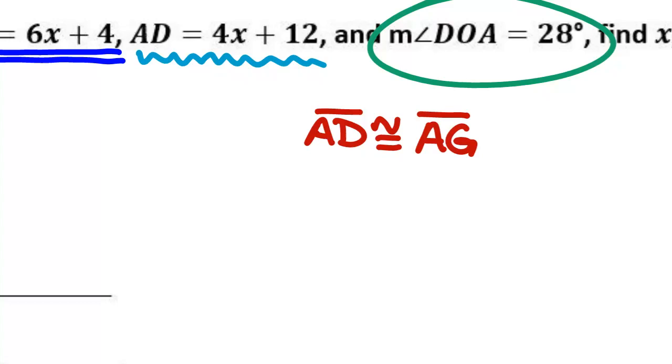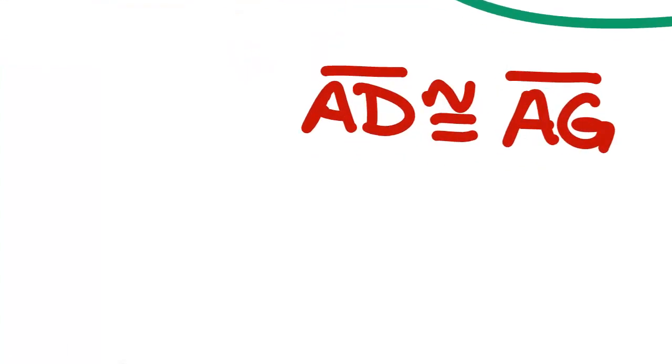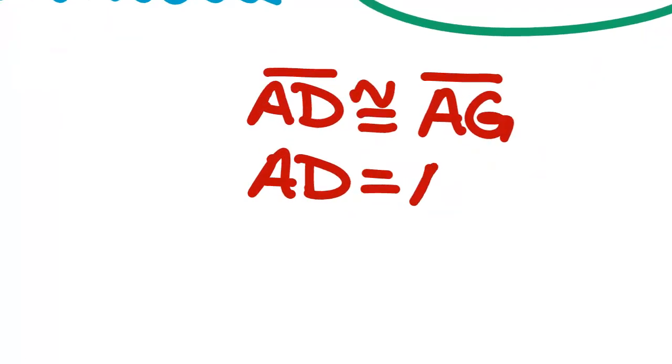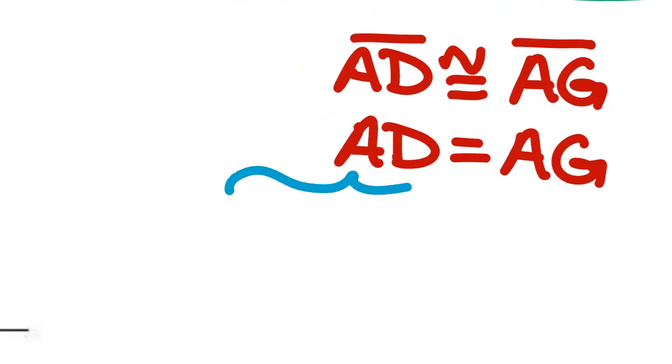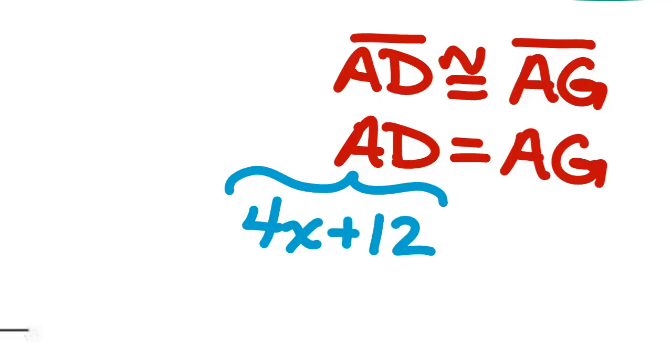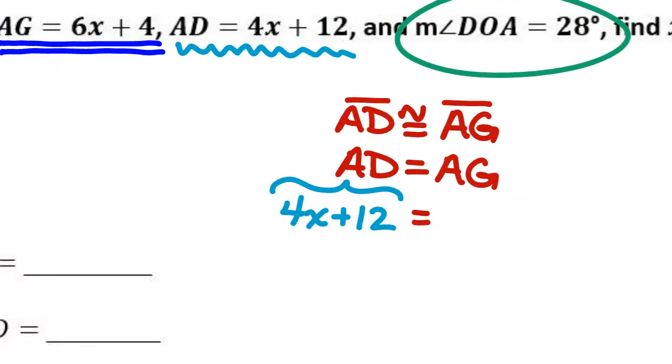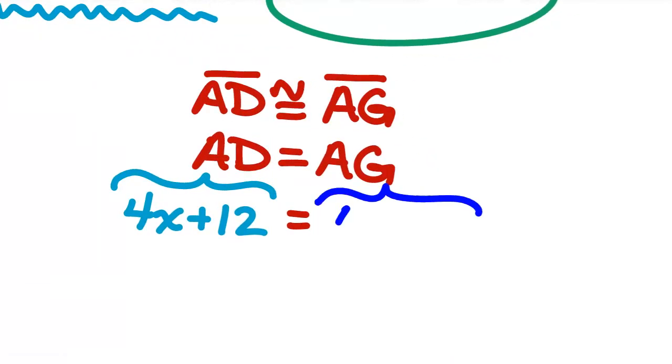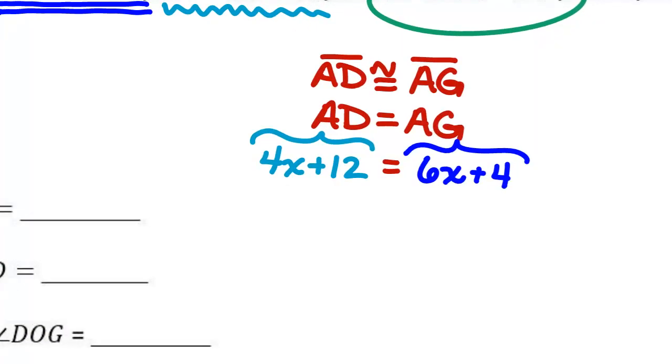If those segments are congruent, what does it mean about their measurements? They're the same, they're equal. So the length of AD is equal to the length of AG. How big did we say AD was? 4x plus 12. How big is AG? 6x. You said plus 4? Okay, I'm not looking at it right now.